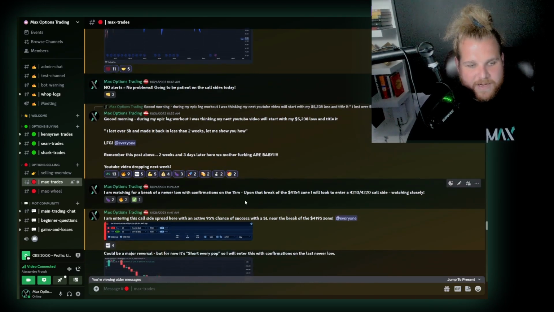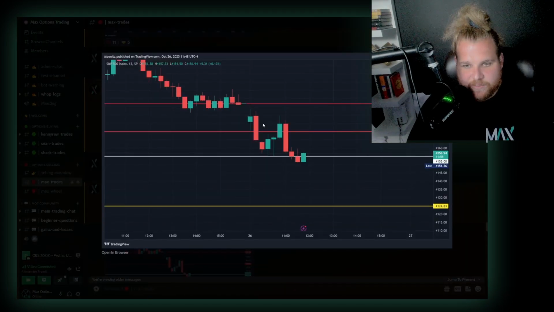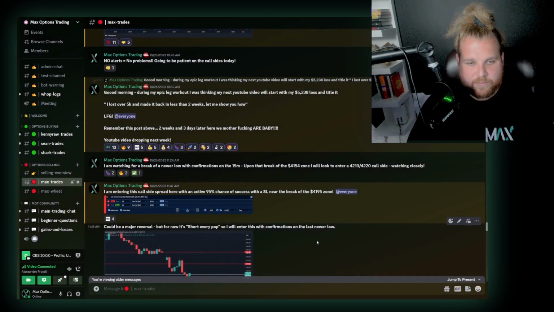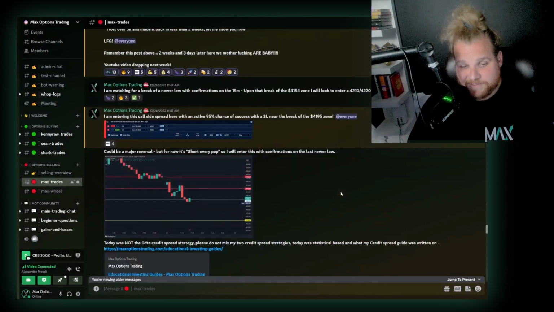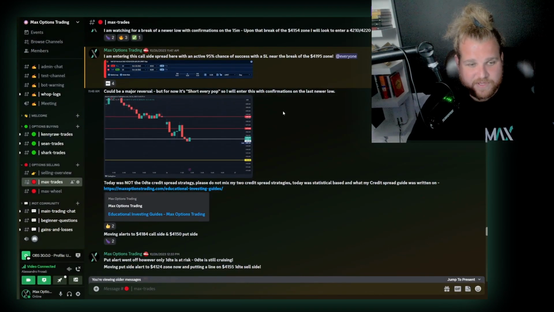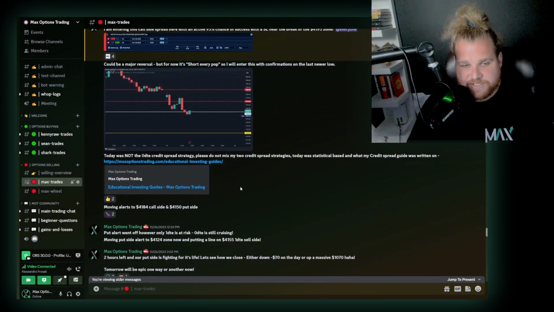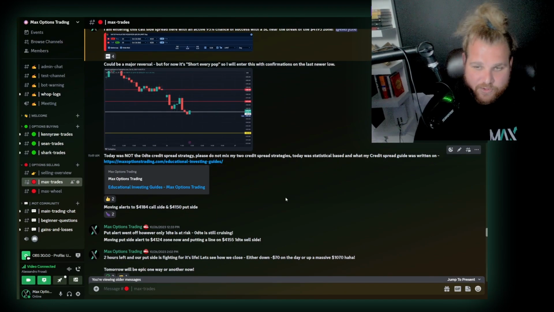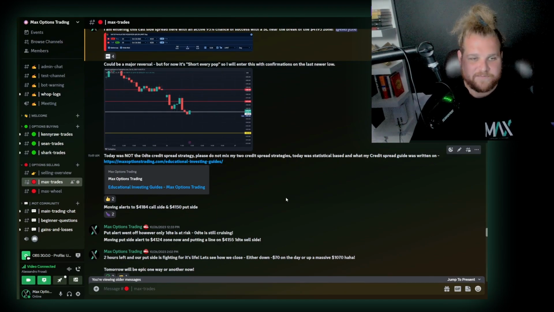I'm watching for a break. We're entering some call sides. Looks like we have a clear breakdown here. And with those call sides, we had a 95% chance of success. So I'll take those. This was not the credit spread strategy. If you want to know about my statistical based strategy, the one that is 28 for 28.